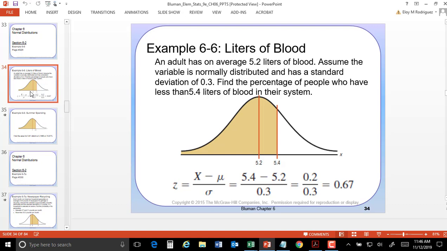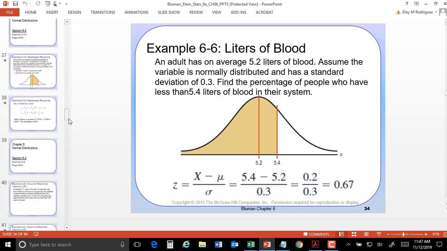Is this standardized? No. It is not standardized because it has to be over 0, right? So we're going to standardize this into a z-score. How? It's 5.4 minus its mean divided by its deviation, which is telling you 0.3. Okay, now we've standardized it over to a z-score, and our equivalent z-score is 0.067. Is that right? Mm-hmm.